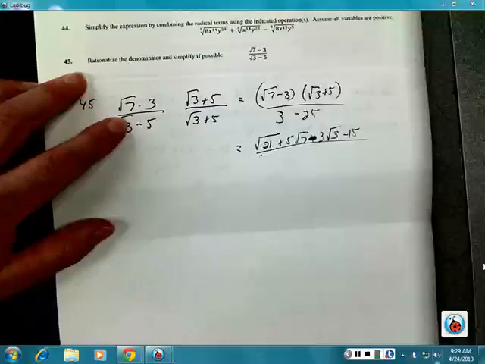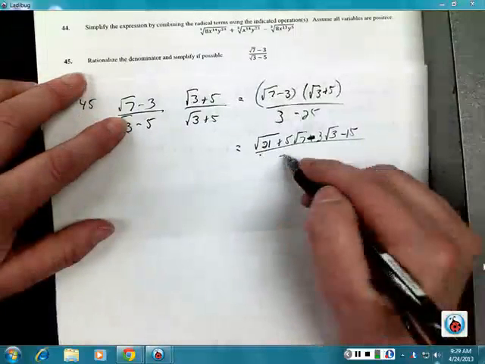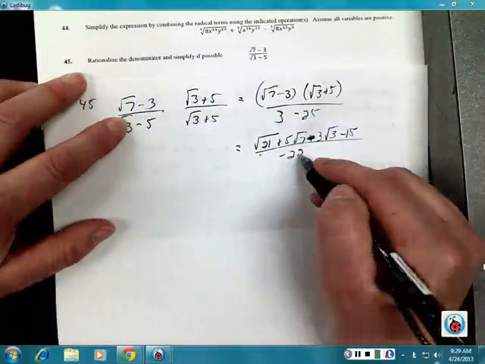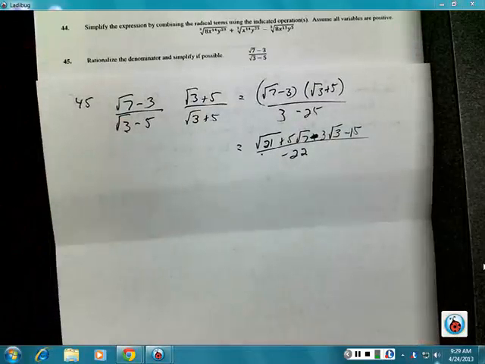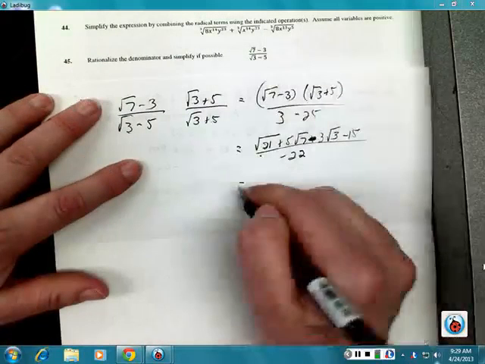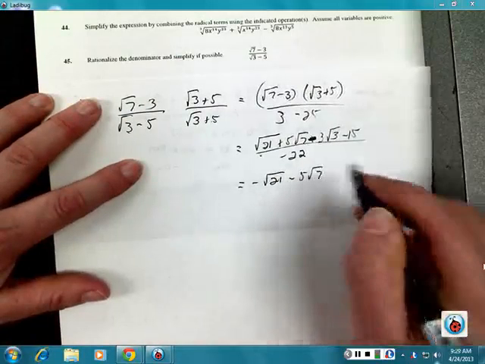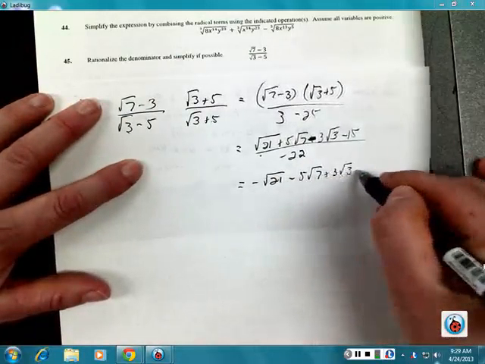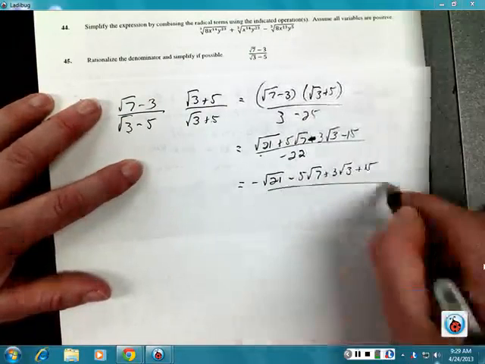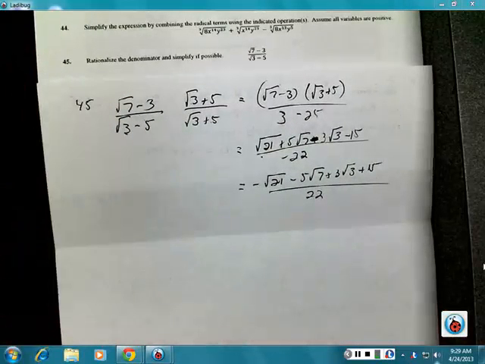And then that's all over, what was that? Oh, yep, thank you. Yes, it is minus. And then 3 minus 25 is a negative 22. But good old Hawks does not like negatives in the denominator. So that means the signs on everything in the top change. The negative square root of 21 minus 5 square root of 7, plus 3 square root of 3, plus 15, all over a positive 22. So that would be my final answer to this one. Good or not good?